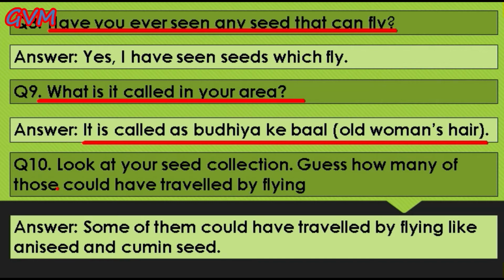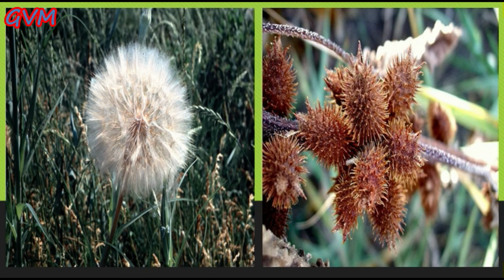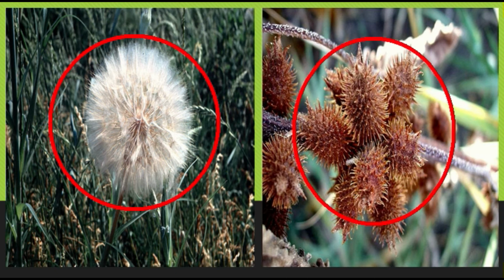Now the next question is, look at your seed collection and guess how many of those could have traveled by flying. Now students, again you have to look at your seed collection, then answer here how many seeds could have traveled by flying. Now students, as you can see two images here, can you identify them? Students, the first one is dandelion and the second one is xanthium. And students, these two are basic examples of seed dispersion.